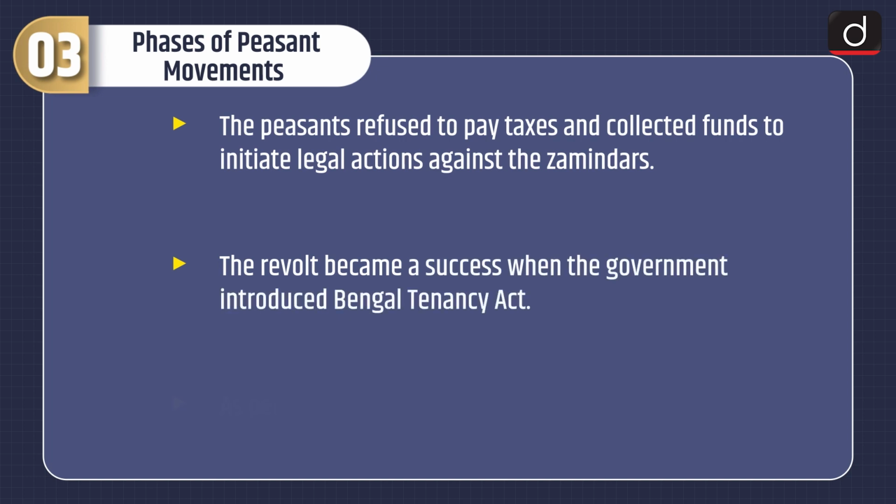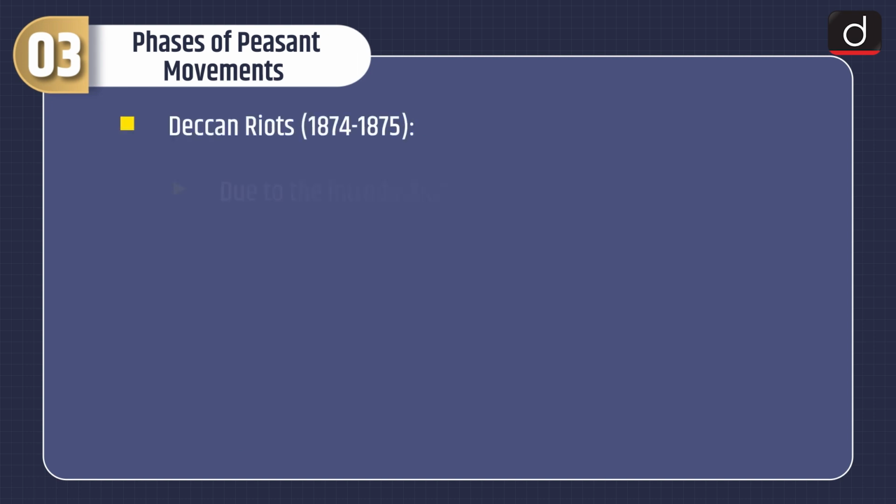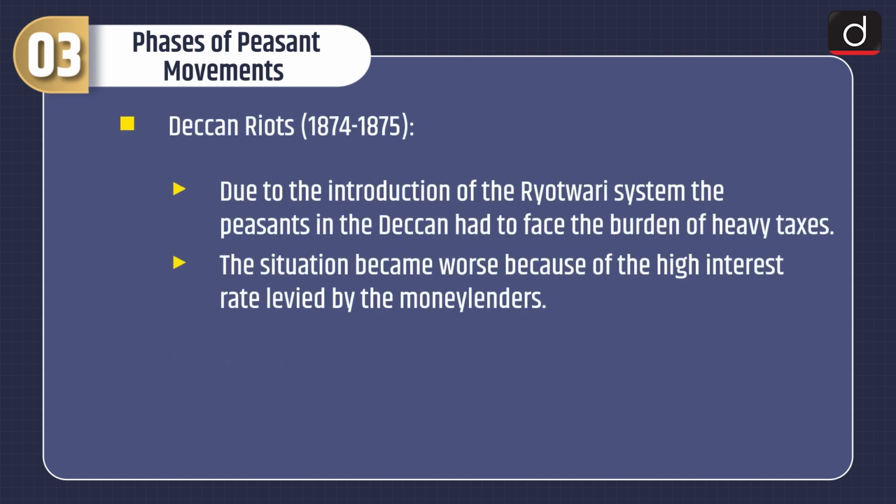Peasants refused to pay taxes and collected funds to initiate legal actions against the zamindars. The revolt became a success when the government introduced the Bengal Tenancy Act, as per which the land ownership of the peasants was recognized. And Deccan Riots, 1874 to 1875.